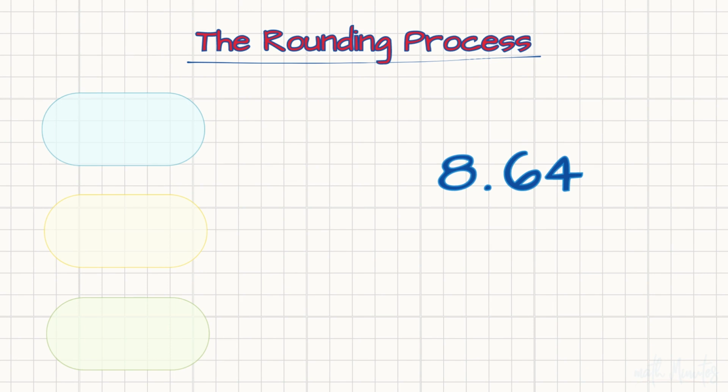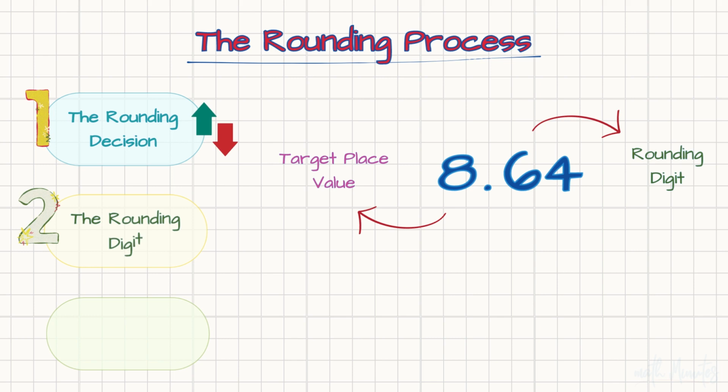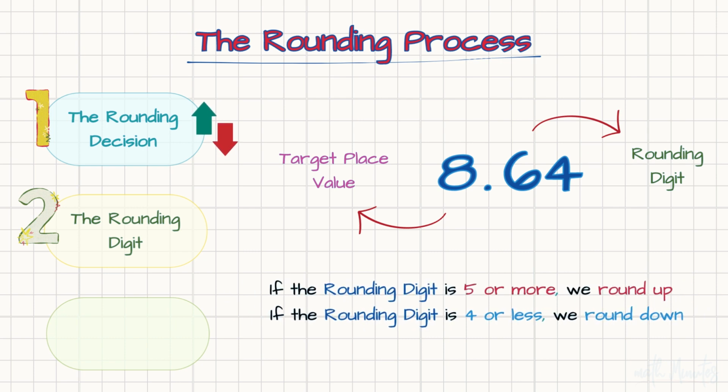From the video on rounding numbers, you should have a clear understanding of rounding and how useful it can be. If you recall, in the rounding process, we consider three key points. When rounding, we need to decide on whether to round up or to round down. Think of this as the rounding decision, and how we proceed depends on the rounding digit. To determine the rounding digit, we look to the digit immediately to the right of the desired or target place value. If this digit is 5 or greater, we round up. If it's 4 or less, we round down.